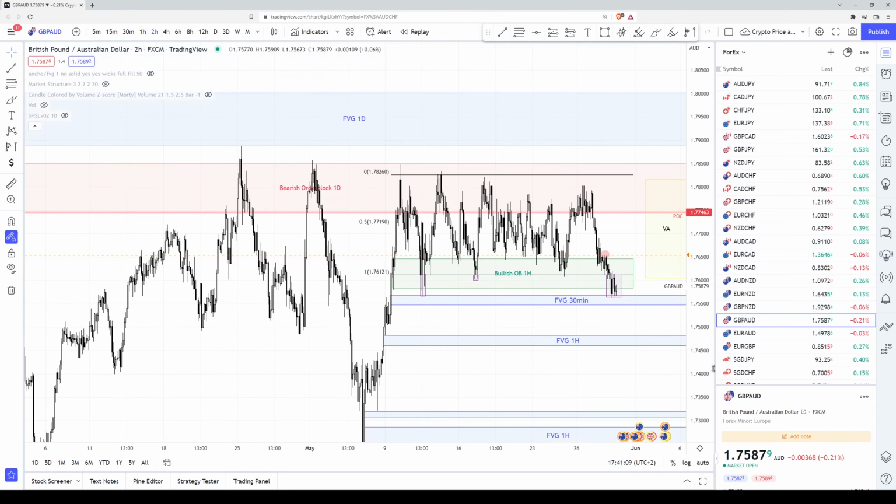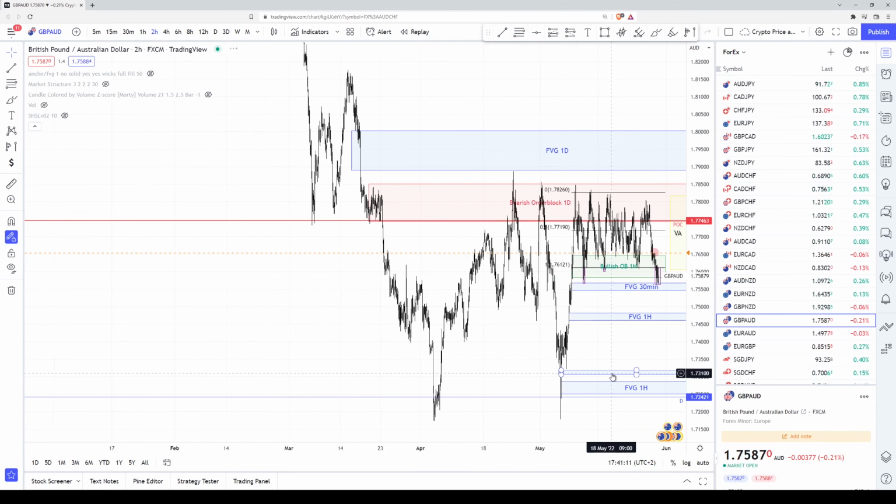This was the last currency pair that I'm looking at today for the public analysis.